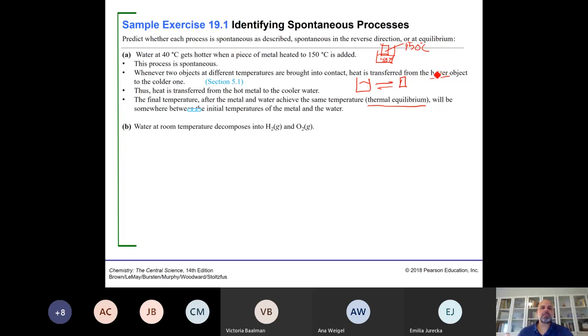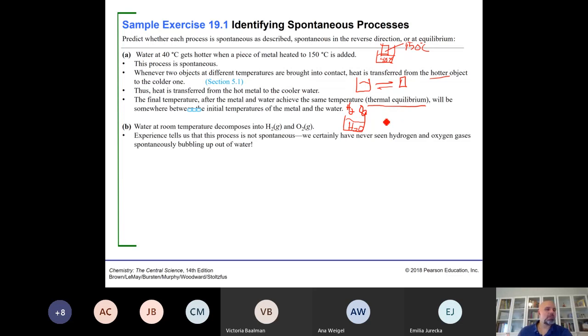All right, let's take a look at another system. Water at room temperature decomposes into H2 and O2. If you're sitting there with your flask and there's water in there, when was the last time that you saw hydrogen gas and oxygen gas bubbling out of your cup of water? You never did. So from an experience perspective, this is not a spontaneous process. You never see hydrogen and oxygen bubbling out of your glass of water.